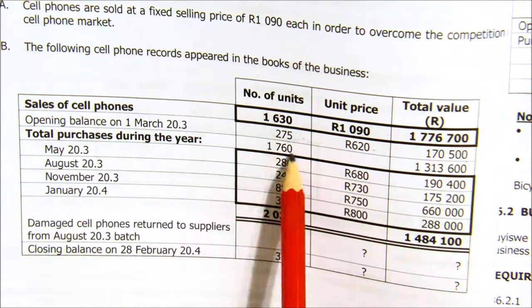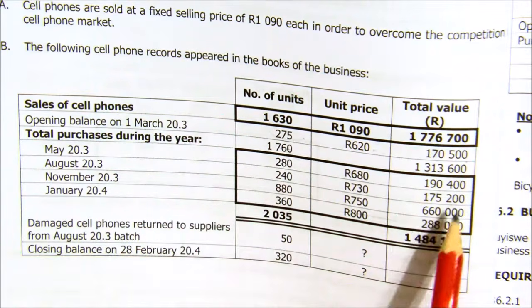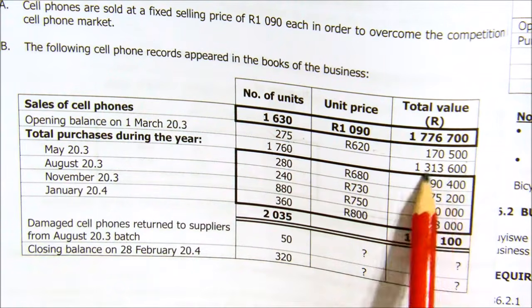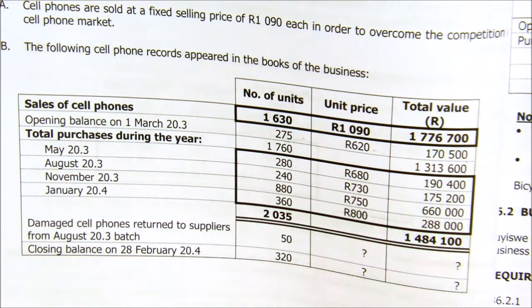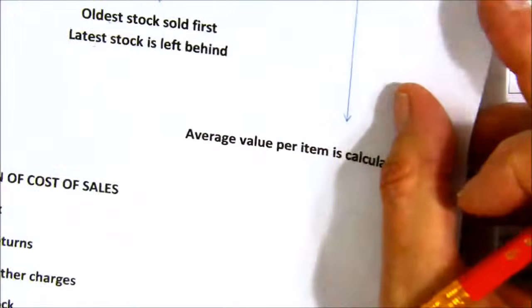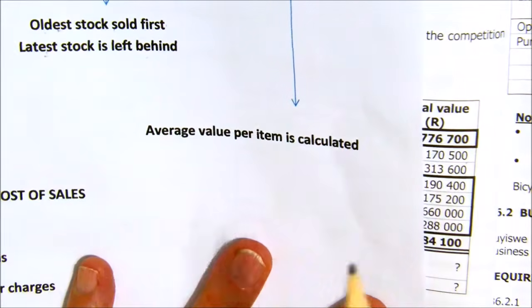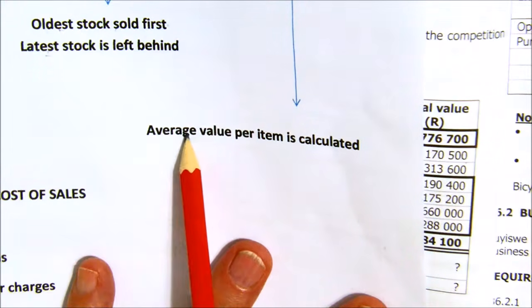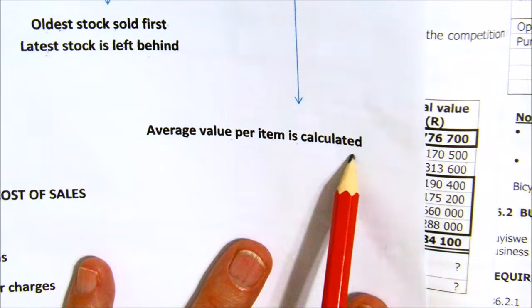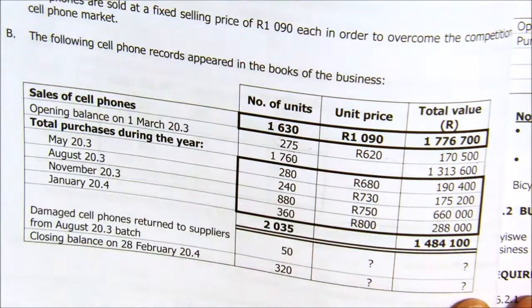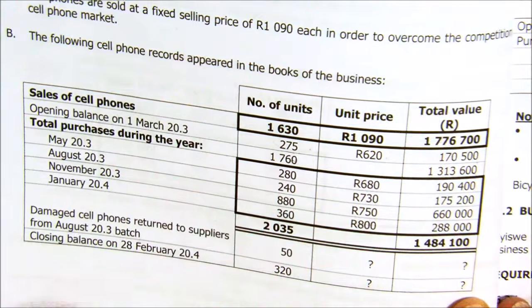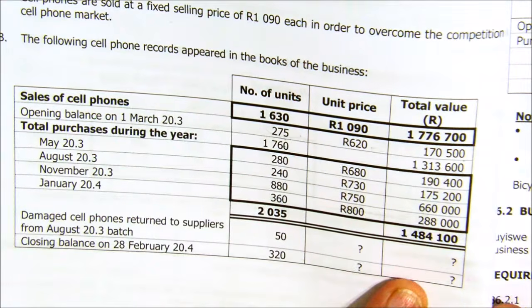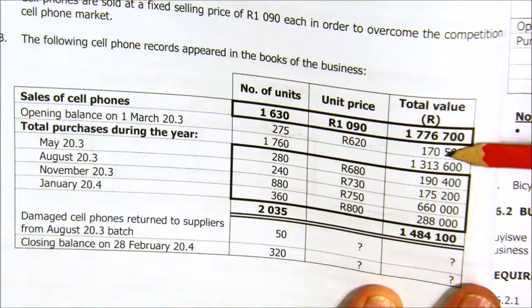You're given your total purchases, which is made up of all the purchases for the month, the different unit prices, and the total value. Remember that under the weighted average, we discussed this just now when we looked at the first video. The weighted average is when we work out the average value per item. And I said to you in that video that it's the same as you did with calculating the weighted average number of shares. So you have got an opening balance of 170 plus you've purchased.